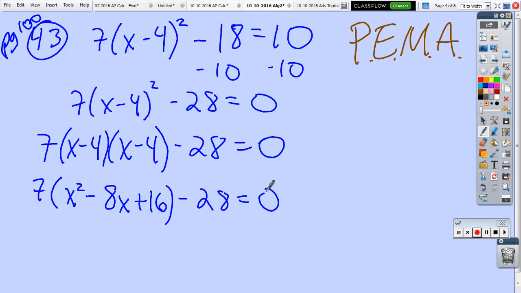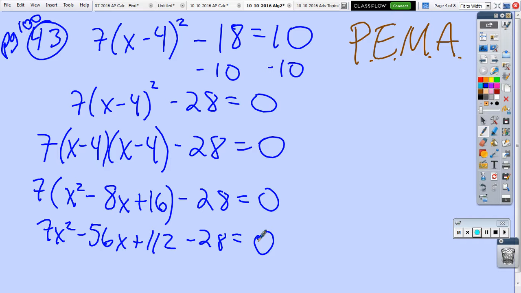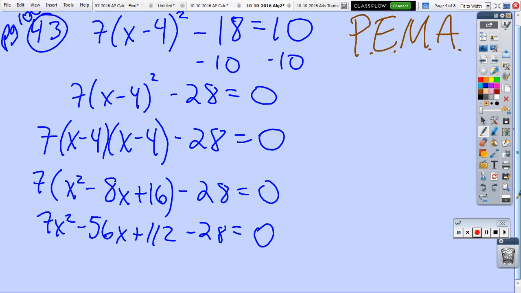Yep, we go distribute, so we're going to do that now. So 7 times x squared is 7x squared. 7 times 8 is 56. 7 times 16 is 112, minus 28 is equal to 0. Now we're going to combine like terms, because no matter what we end up doing, we want to get to the point ax squared plus bx plus c equals 0. That's simple. So if we combine like terms, 7x squared minus 56x, 112 and negative 28 gives 84. Is it 84? Yeah. Okay. Thank you.